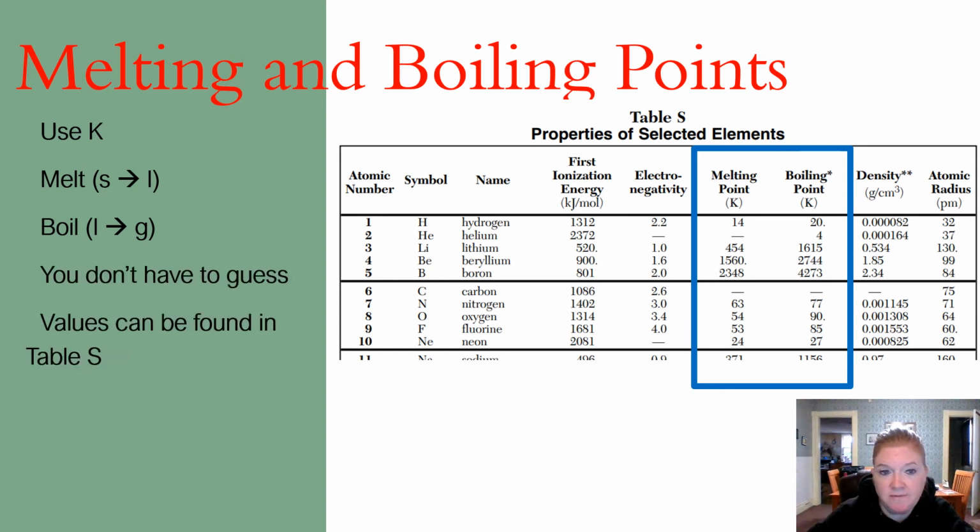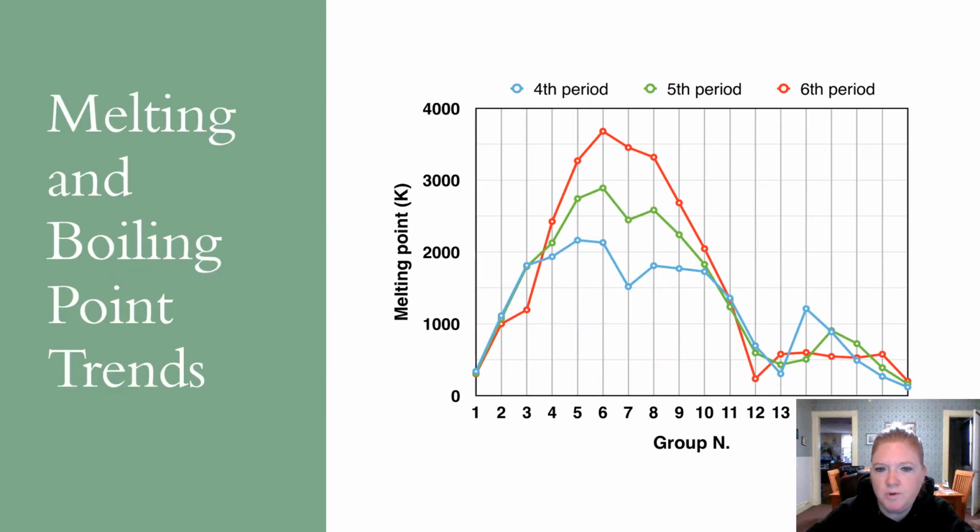So again, you don't have to guess for these values. They can be found in table S. It's just not as neat as some of the other trends we just talked about. So you can see these are based on the 4th, the 5th, and the 6th periods. And you can see that the melting points and boiling points follow a similar trend: go up and then down, and then there's another little burst up and down, okay?